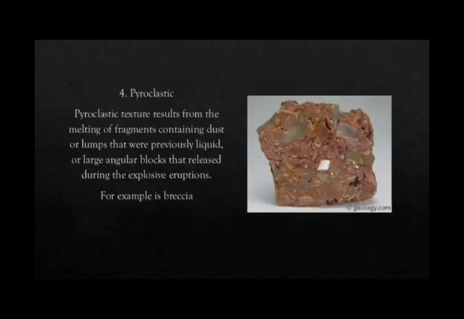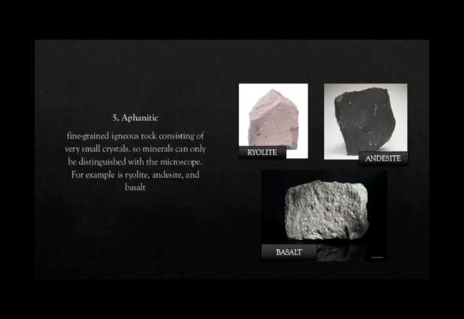Fourth is pyroclastic. Pyroclastic texture results from the melting of fragments containing dust or sand that were previously liquid, or large angular blocks that were released during an explosive eruption. For example is breccia. Fifth is aphanitic. Aphanitic is a fine-grained igneous rock consisting of very small crystals, so minerals can only be distinguished with a microscope. For example is rhyolite, andesite, and basalt.